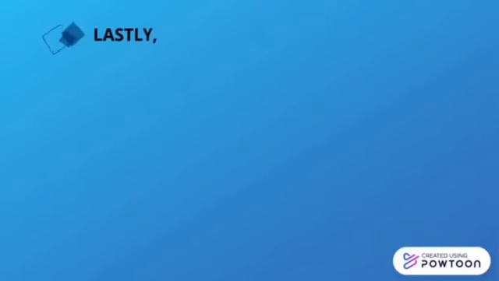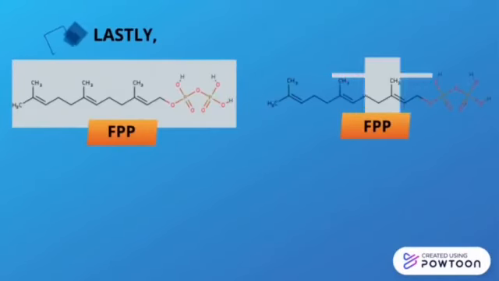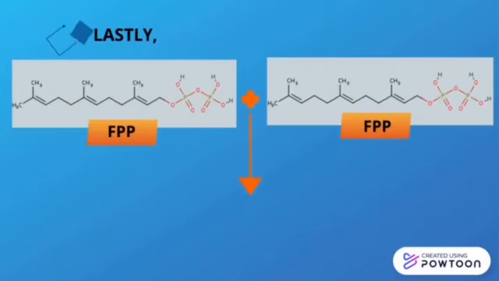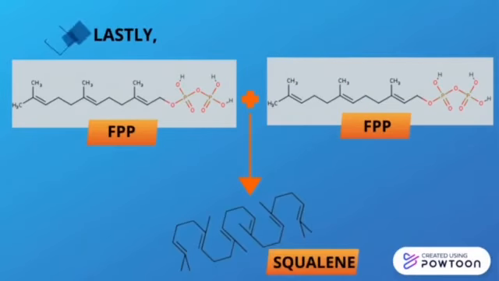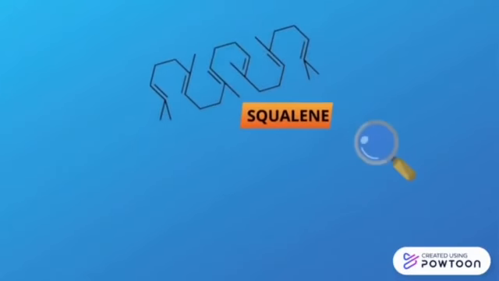Lastly, 2 molecules of FPP are condensed into squalene by squalene synthase. The synthesis of squalene is catalyzed by an NADPH-requiring enzyme and eliminates 2 molecules of pyrophosphate. The squalene produced consists of 30 carbons.